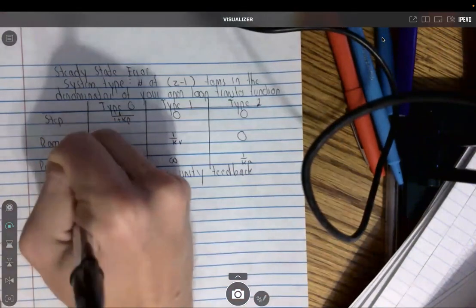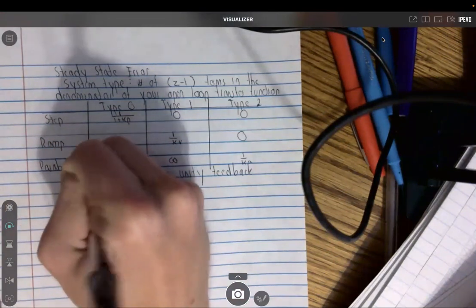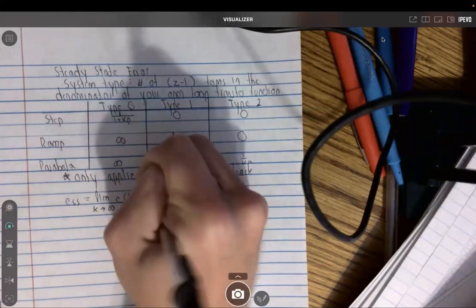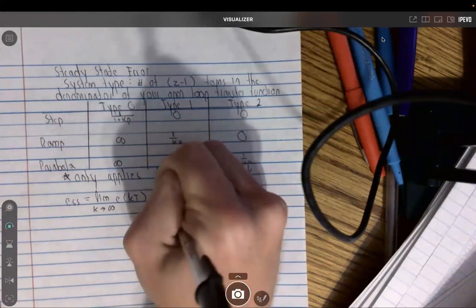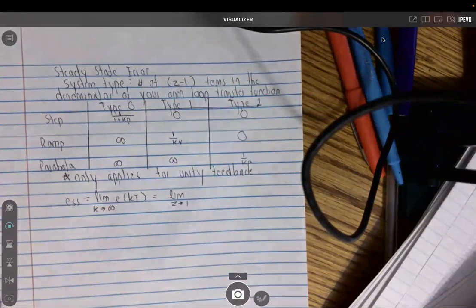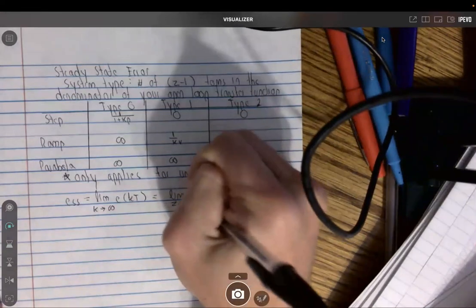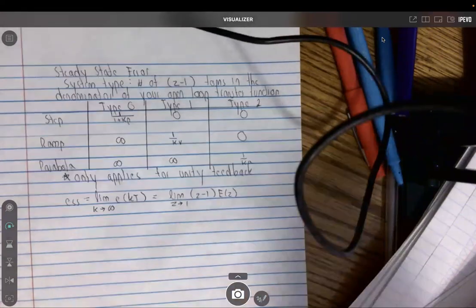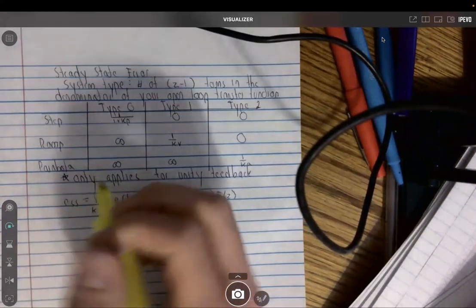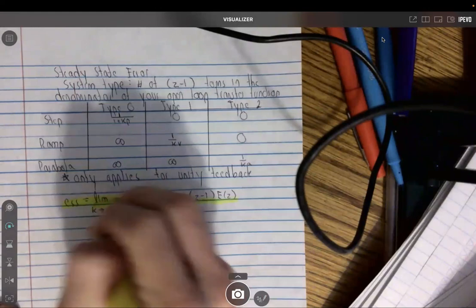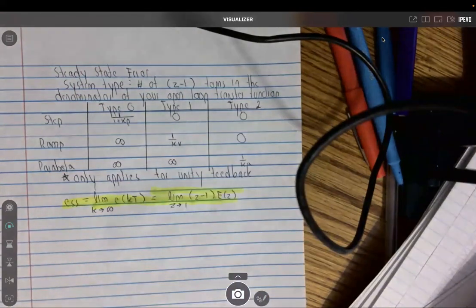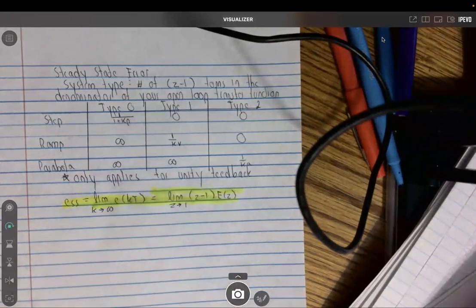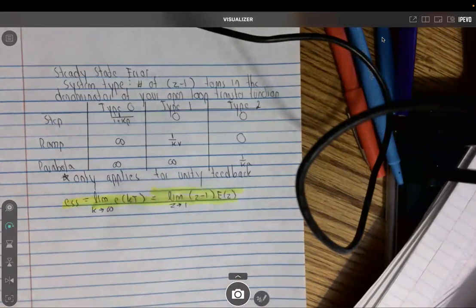So in general, what is steady state error defined as? It's the limit as k goes to infinity of e(kT), which is also the limit as z goes to 1 of (z minus 1) times E(z). So your steady state error is defined as the limit as z goes to 1 of (z minus 1) E(z) in the Z domain.